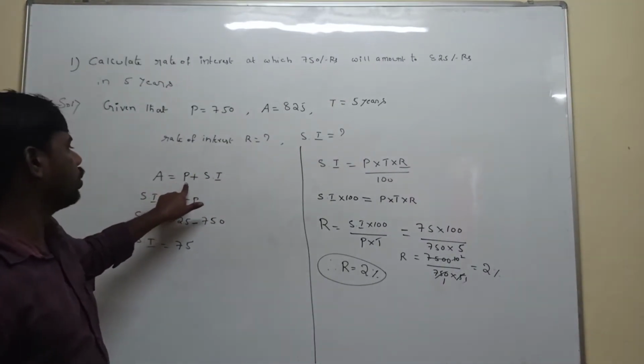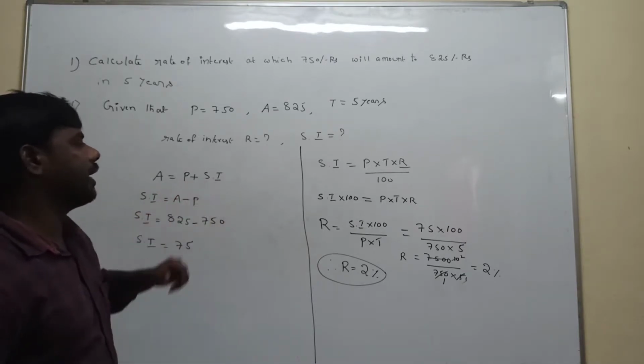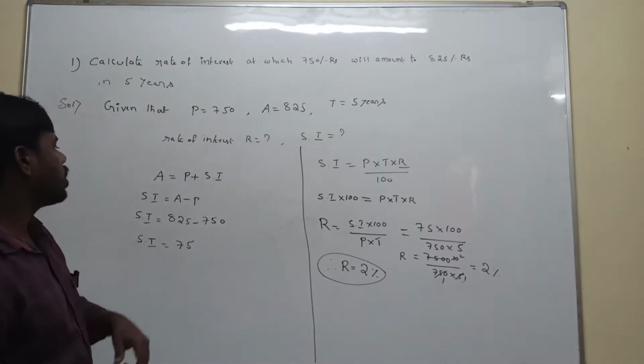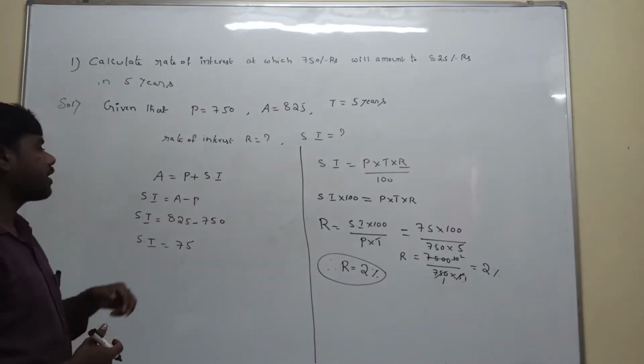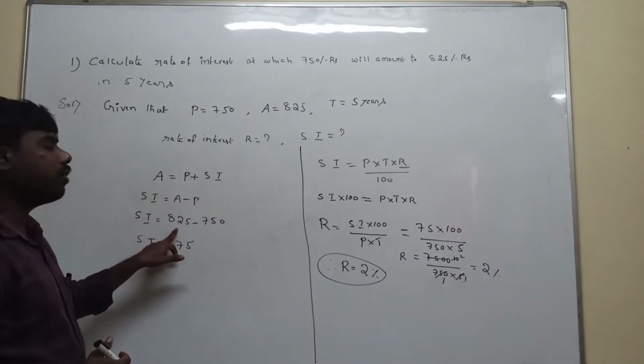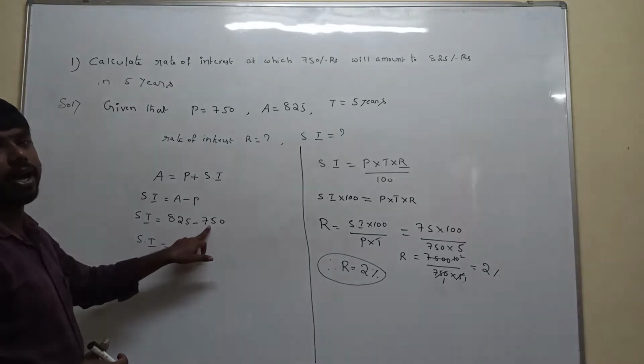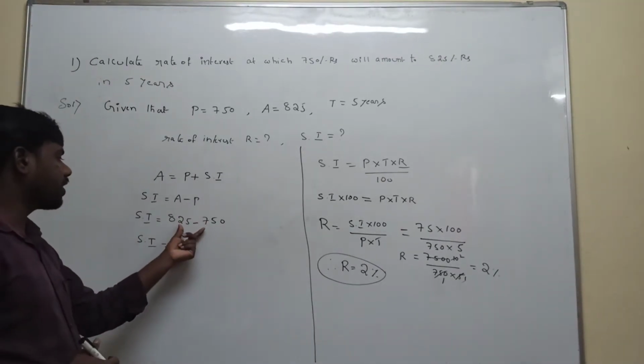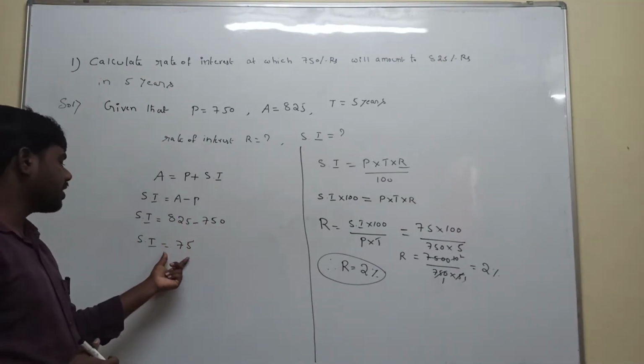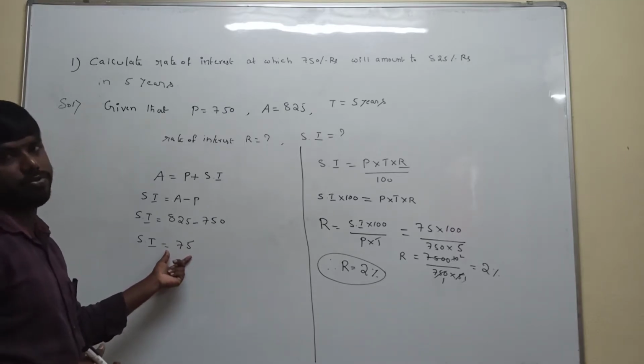Capital A is equal to P plus simple interest. Now we are substituting the values. Capital A amount is 825, principal amount is 750 rupees. Subtracting those two numbers, we get the simple interest value is 75 rupees.